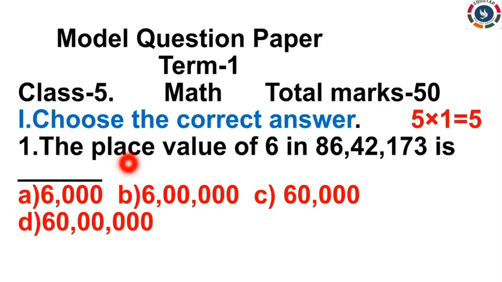First one, the place value of 6 in 86,42,173 is dash. So 6 is in which place? It is the lakh place. So you have to give the place value for each digit, and then finally you get the answer for 6. So 6 in the lakh place, so it's 6 lakhs. That is the answer.